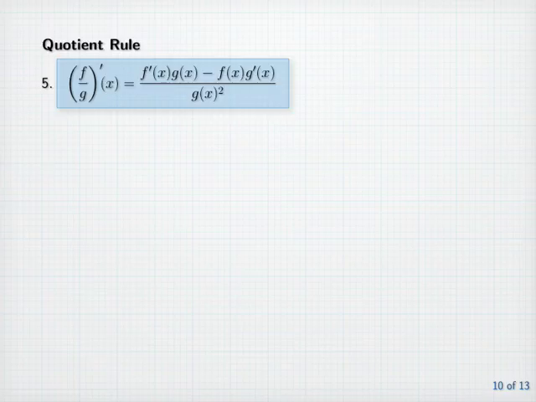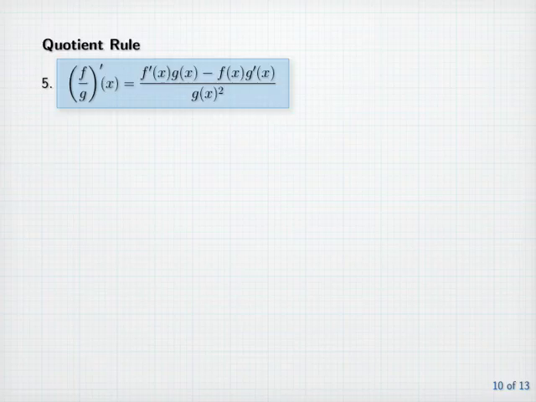Notice that the numerator here looks very similar to the product rule, only instead of adding, we're subtracting, and so therefore it's very important to get the order of the terms correct in the numerator. Always just remember that you start off with the derivative of the numerator, f prime of x.